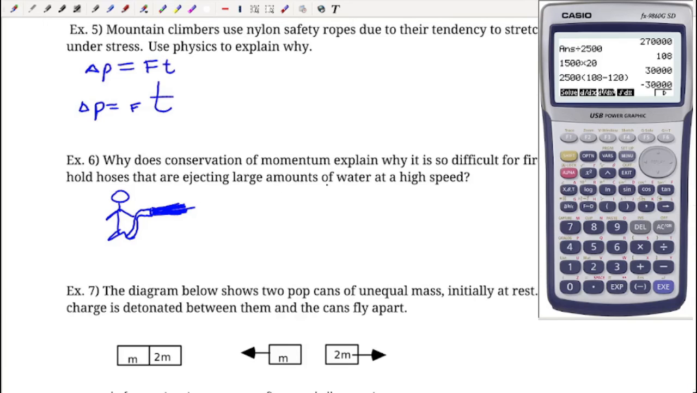Well, large amounts of water means high mass, high speed. Again, that's going to be a huge impulse or huge change in momentum. And in that case, again, the impulse of the water shooting out has to be counterbalanced, equal and opposite direction of the hose shooting backwards. So in order to hold on to it, you have to be able to counter that force in order to keep yourself in one place. Again, this is an explosion example, equal and opposite momentum.